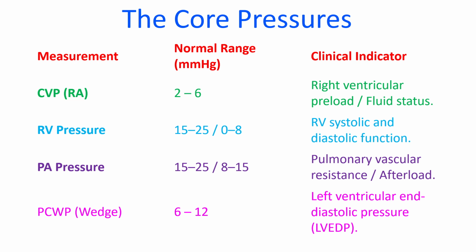Pulmonary artery pressure 15 to 25 systolic, 8 to 15 diastolic. It provides an indication of pulmonary vascular resistance and afterload. Pulmonary capillary wedge pressure 6 to 12. It indicates left ventricular end-diastolic pressure, LV-EDP.